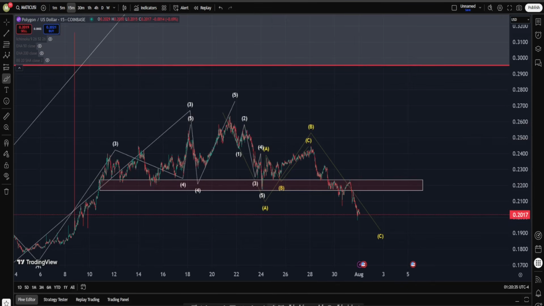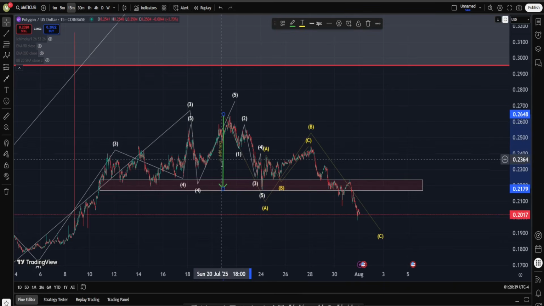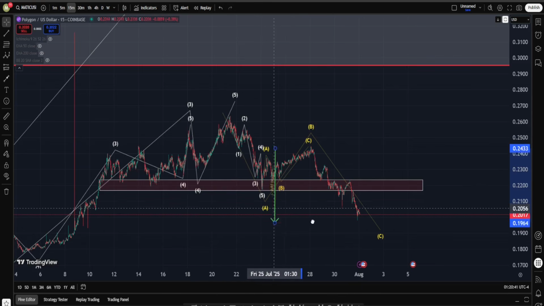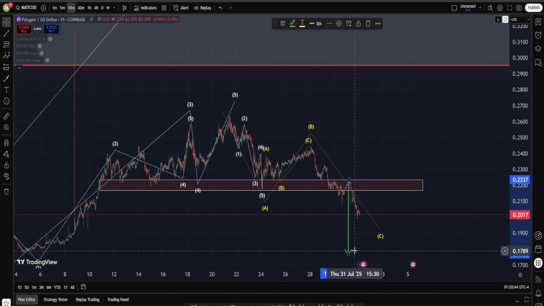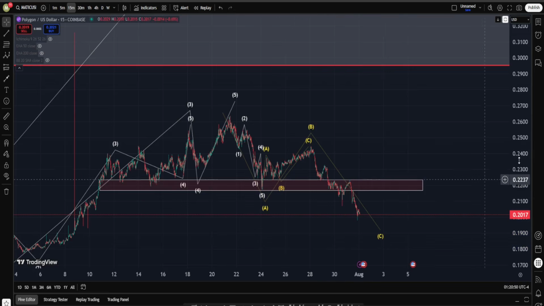You need to put your chart on regular first, and then measure the height of your pattern and put this thing at your breaking point. Excuse me. There we go. As you can see, this is giving you like an 18 cents Polygon, and I do think we can actually have like yet another 10% move on the downside.